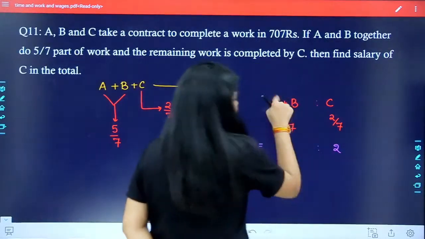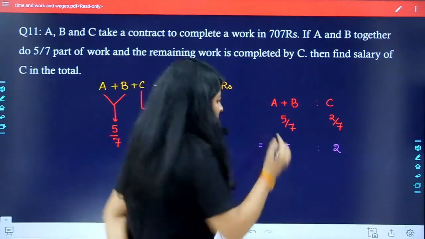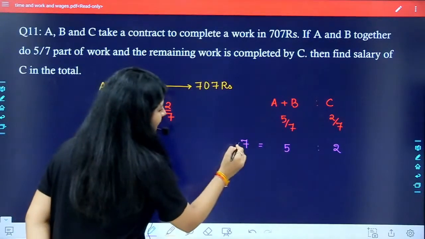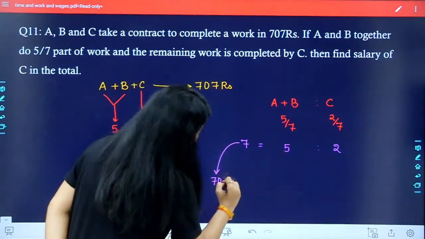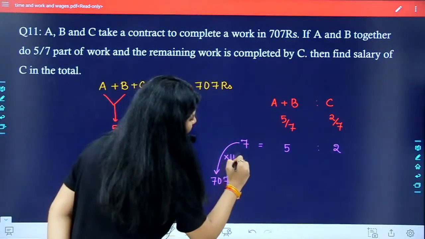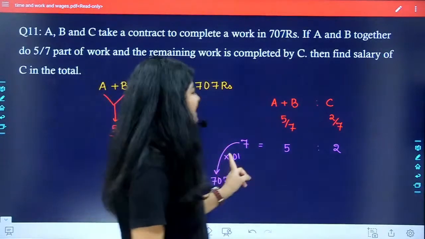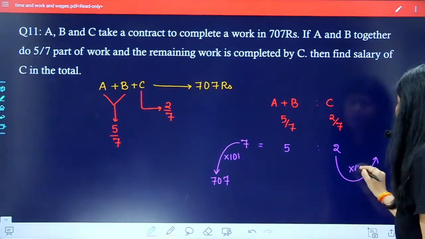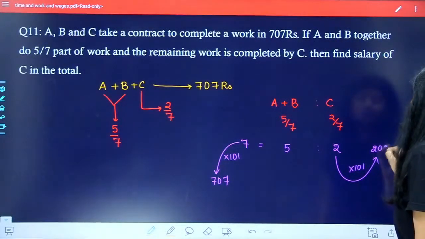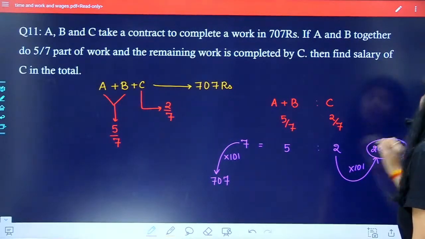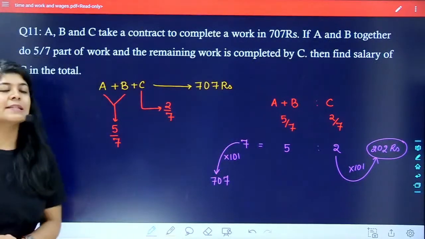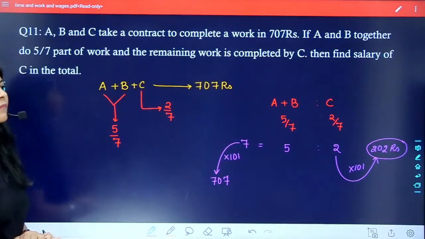That means this is the same ratio for their wages also. That means they are getting total 7 rupees. But they are not getting 7 rupees, they are getting a sum of 707 rupees. That means it is on the multiple of 101. If this is present on the multiple of 101, that means this too is also present on the multiple of 101. That means C is getting 202 rupees in total. Is it clear? Is it clear to everyone?